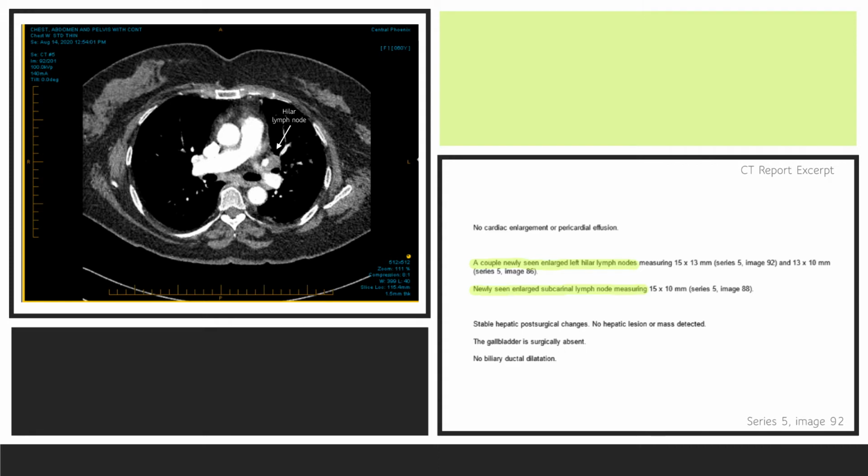Here is another CT image. If we remember towards the beginning of this presentation, the initial CT was ordered due to the evaluation of colon cancer and the check for mets. Now that we see new lesions in the lungs, that is a bit concerning. The radiologist suggested a PET CT scan, which brings us to the study that was performed. I'll let you take a look at that excerpt from the CT report.